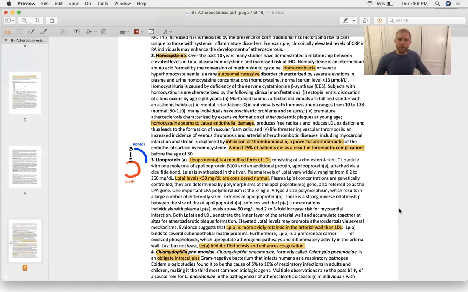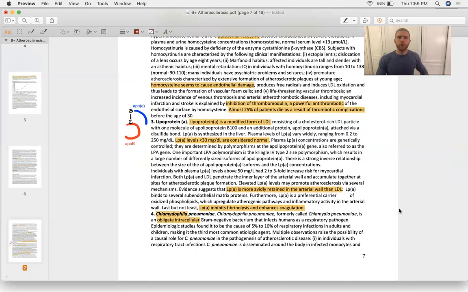So thrombomodulin is an antithrombotic that tells these platelets stop aggregating, and that tells these clotting factors will slow down, and it will reduce the size of the clot so that it's manageable and flat on the wall of an endothelium. And if you can't do that due to an inhibition of thrombomodulin by homocysteine, then you're at a greater risk for large vessel occlusion. And as a result, almost a quarter of patients with homocysteinuria are prone to death as a result of thrombotic complications.